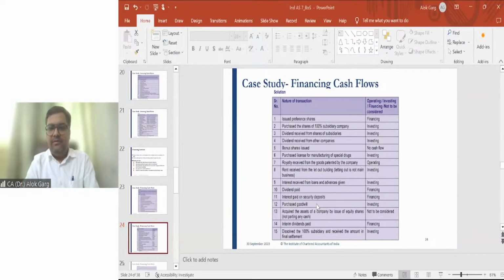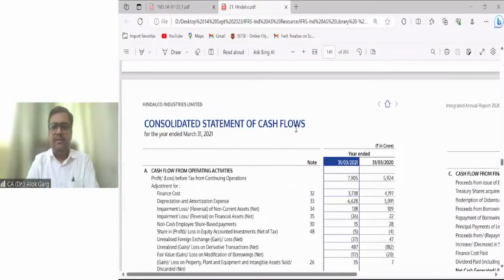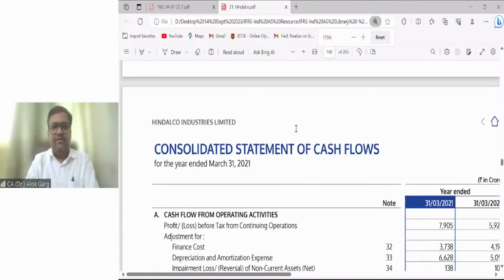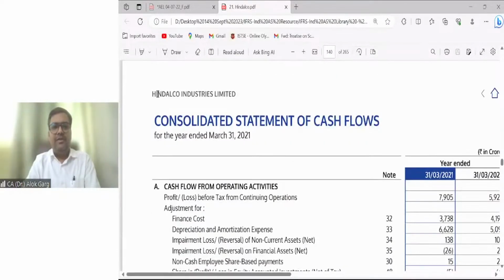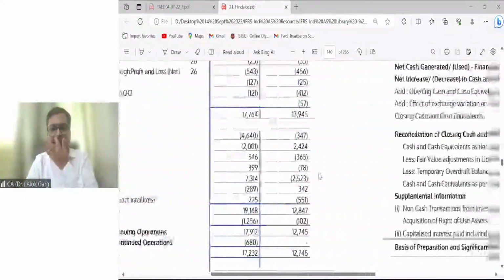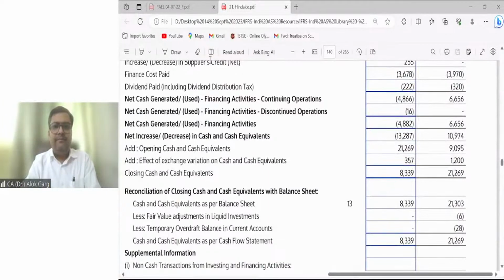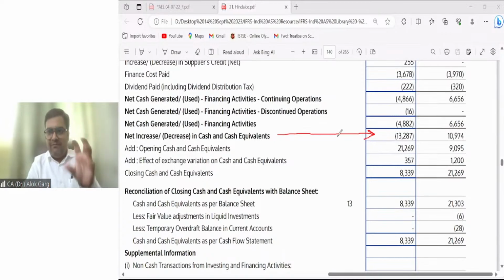So there is a cash flow statement of Hindalco Industries Limited, one of the big Nifty 50 companies. I hope you can see this cash flow statement of Hindalco Industries Limited. Let me take you to the cash and cash equivalent. This is my net increase or decrease in cash and cash equivalent by operating plus investing plus financing. This is my opening cash and cash equivalent, right?